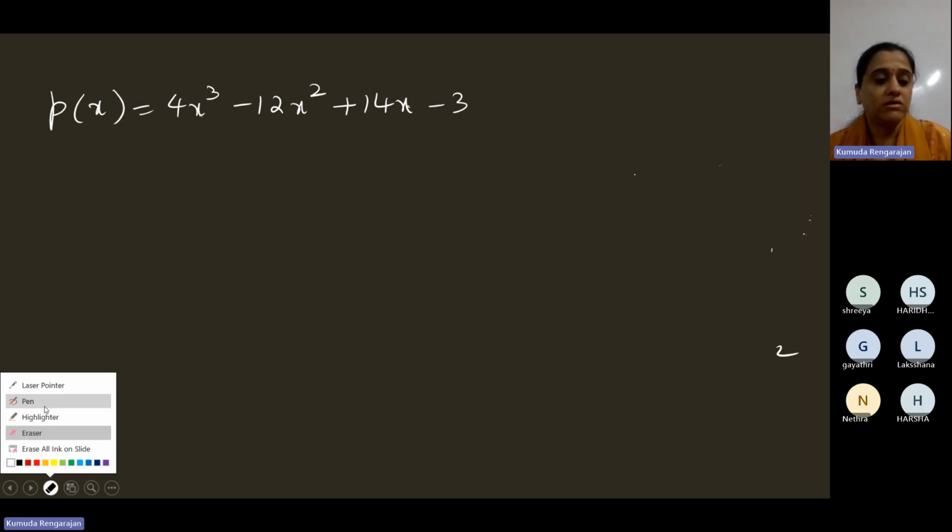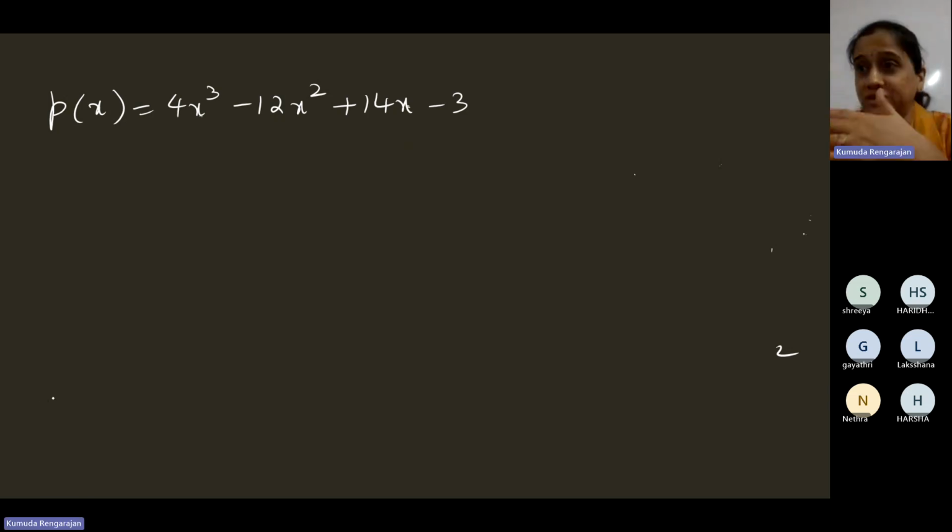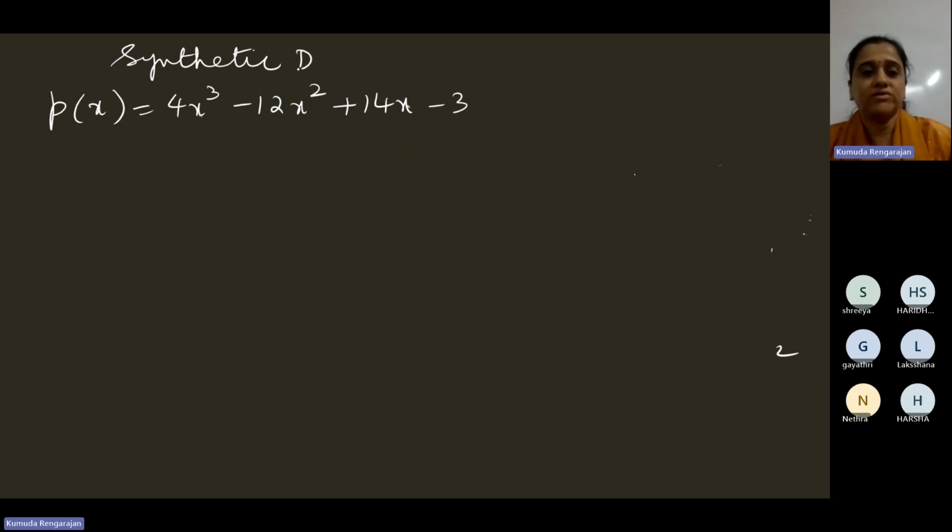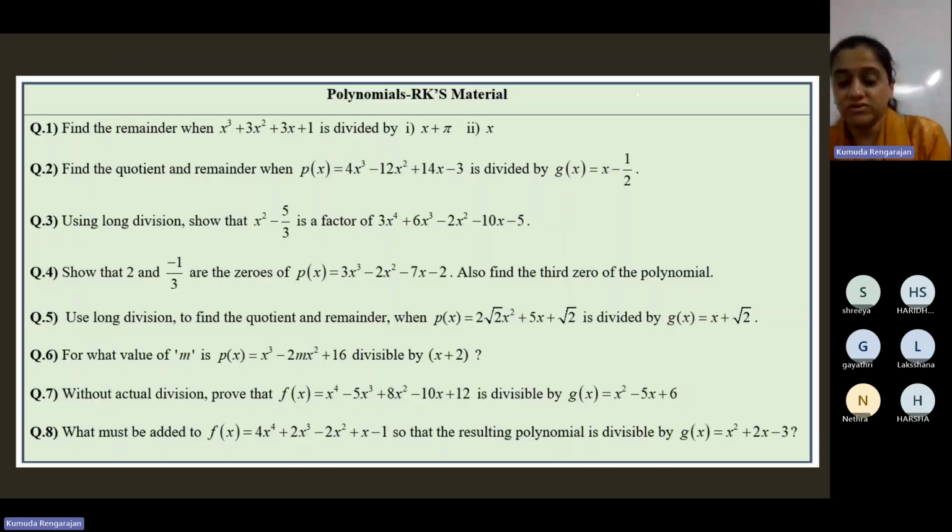Like in the traditional long division process, you can find the quotient and remainder, right? Using synthetic division also, you can find the quotient and remainder, but it's a shortcut. In lesser time, you can get it without showing all those steps. So now you're going to see the synthetic division process. What's g of x?